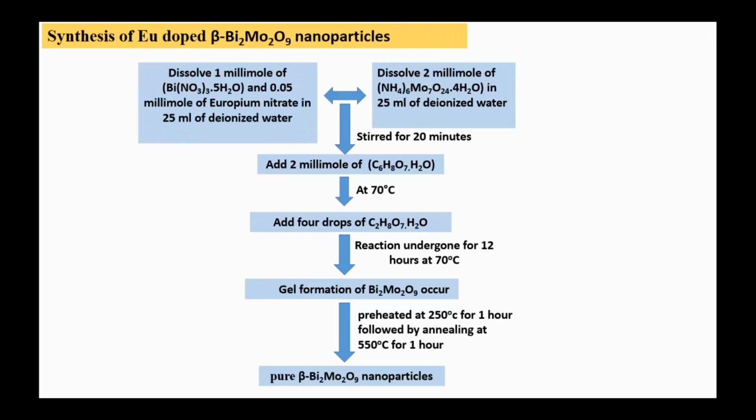Similar to this, europium doped bismuth molybdate nanoparticles are obtained by dissolving bismuth nitrate and then 0.05 millimole of europium nitrate in 25 ml of deionized water. The other procedures are the same as before.